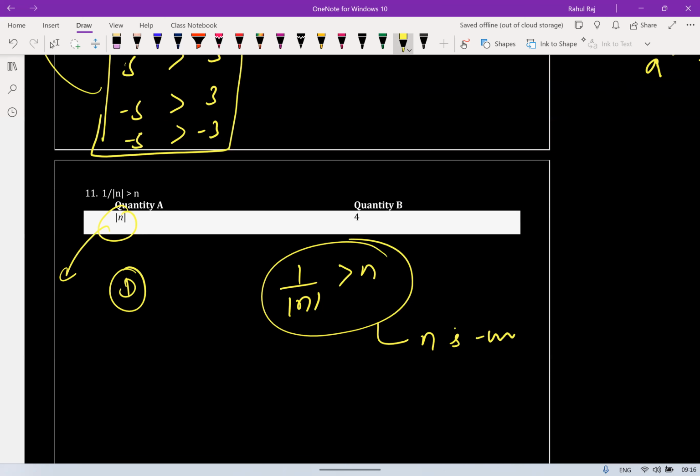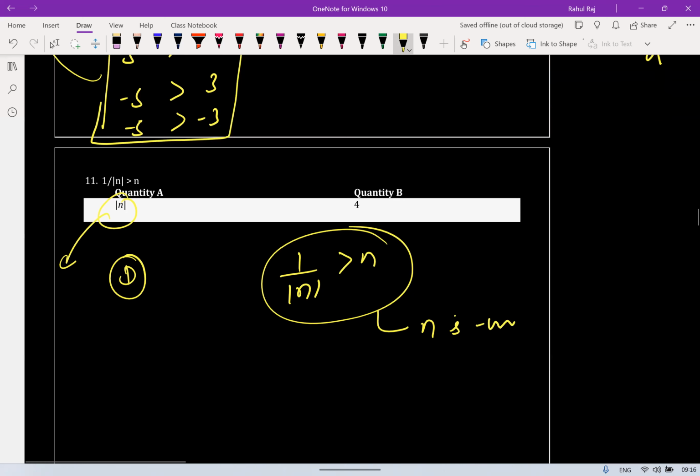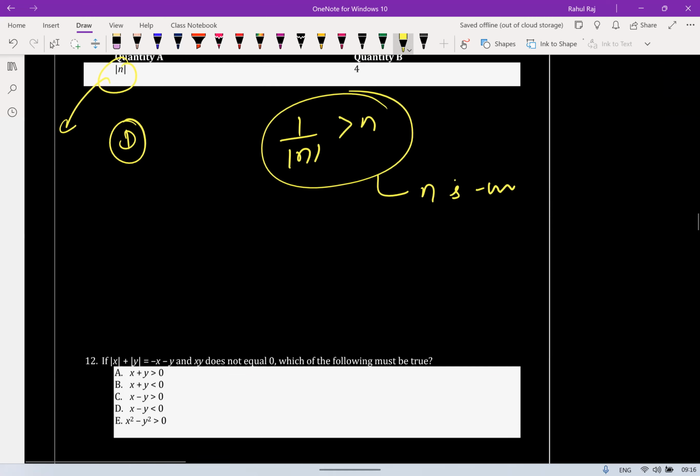I tried it with a few negative numbers, and sometimes you're getting A greater, sometimes it's equal, sometimes B is greater. So I wrote the answer D. Perfect. Okay, good, Alexa.